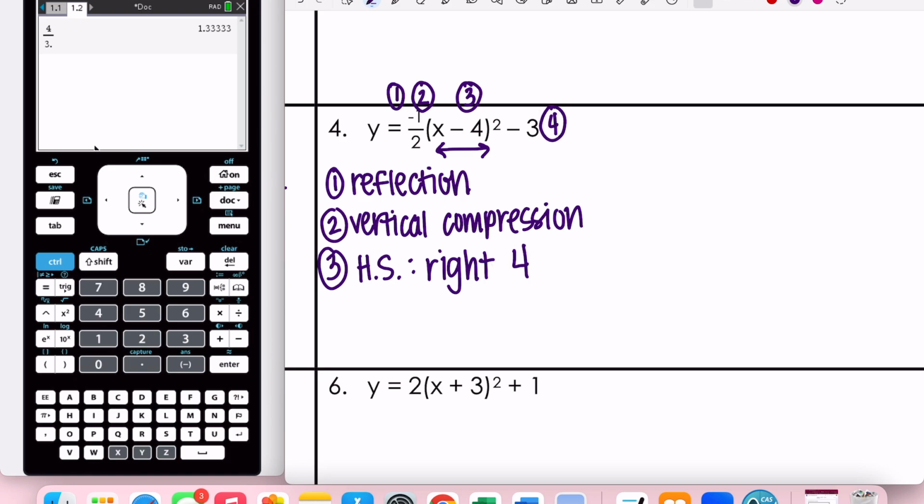And then lastly, I want to look at the value of k. Remember, there are no tricks with k. This is a vertical shift. And if I am subtracting 3, that means I'm going down 3.